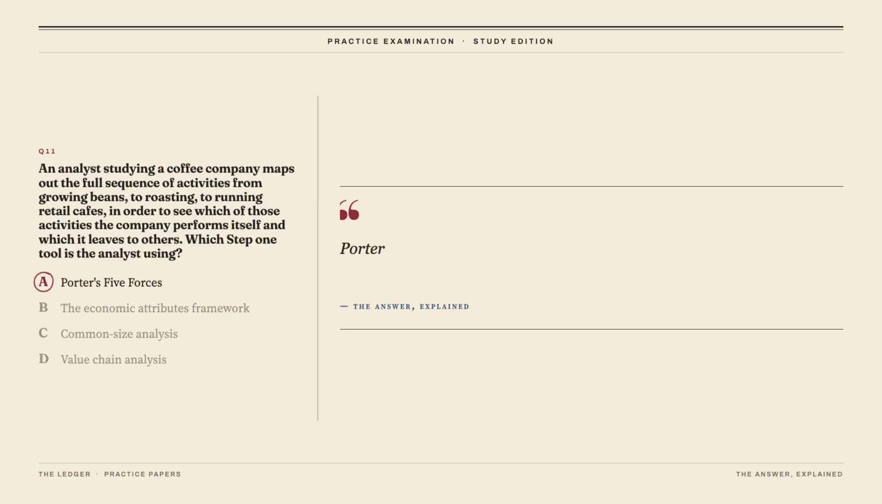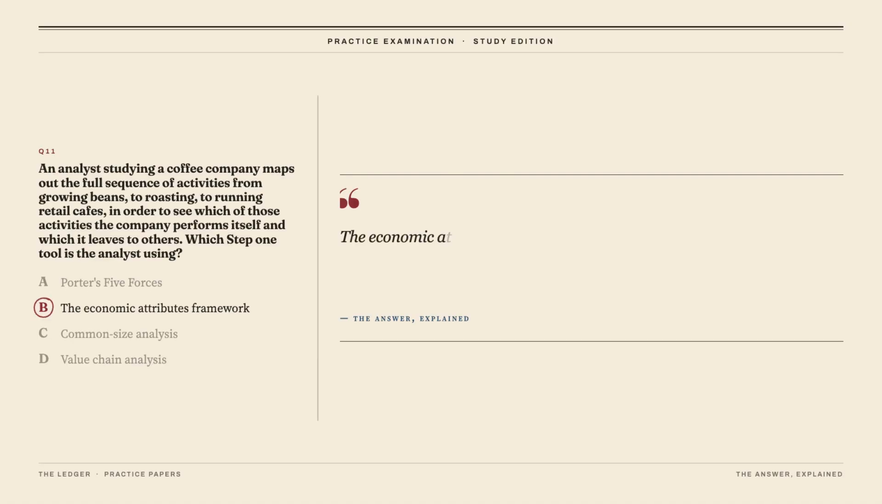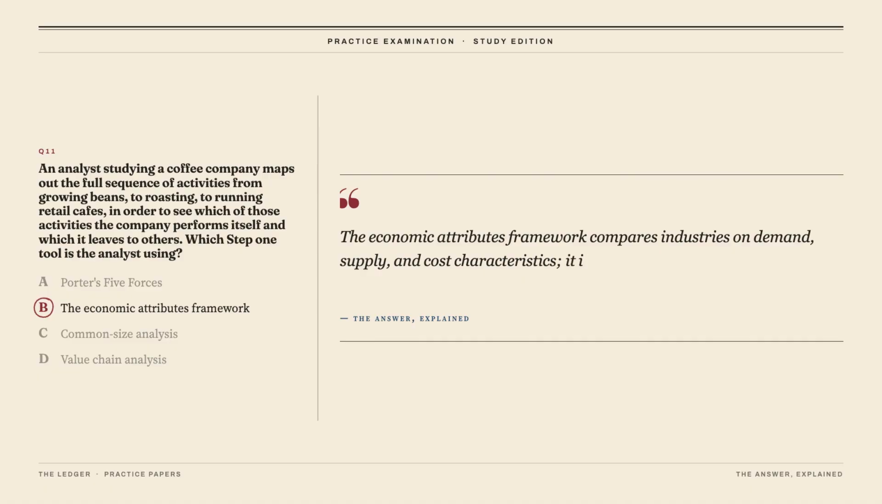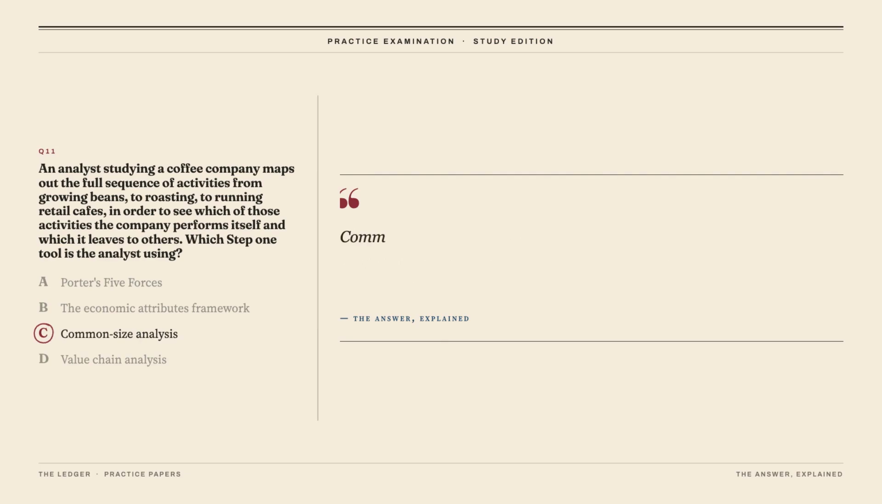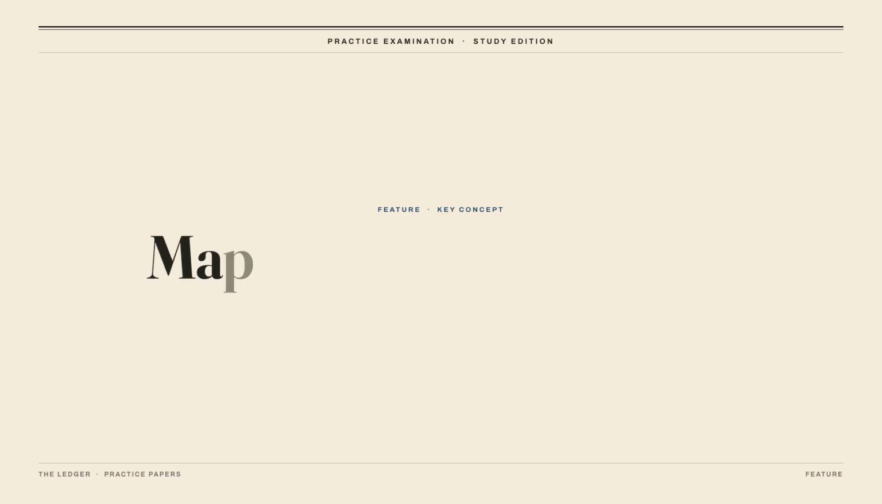A is wrong because Porter's 5 forces measures outward competitive pressure on industry profitability, not the internal sequence of production activities. B is wrong because the economic attributes framework compares industries on demand, supply, and cost characteristics. It is not a map of one company's production steps. C is wrong because common size analysis is a step 4 tool that restates statement line items as percentages. It has nothing to do with mapping a production sequence.